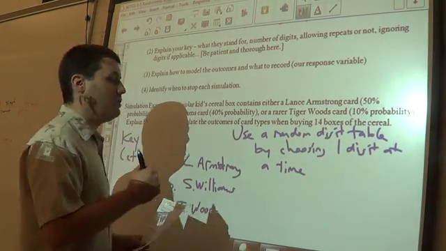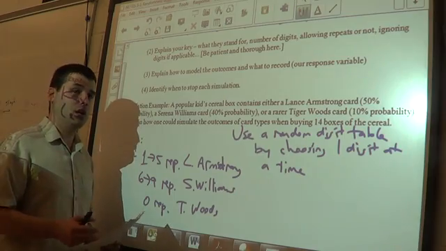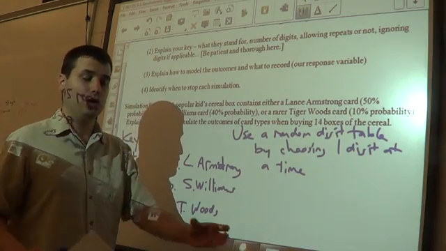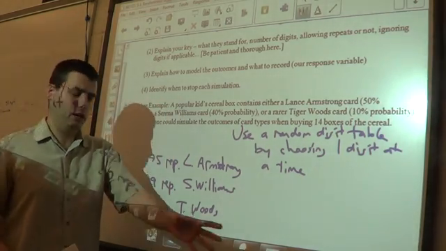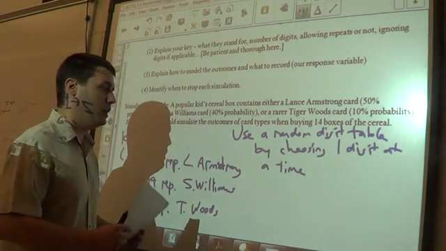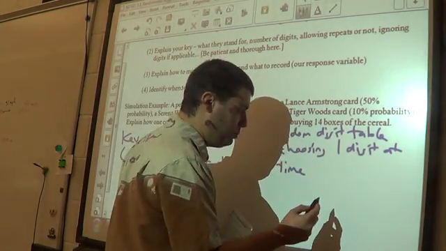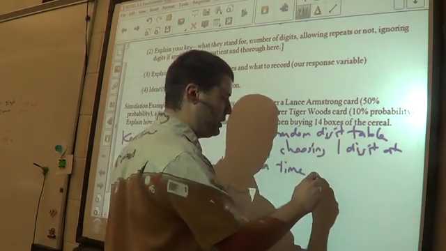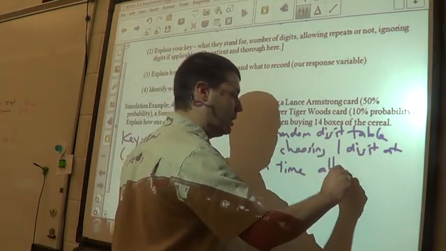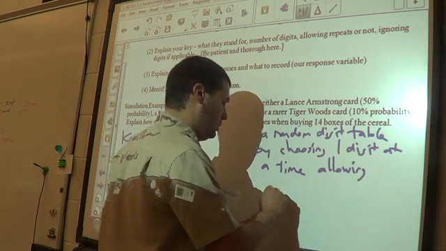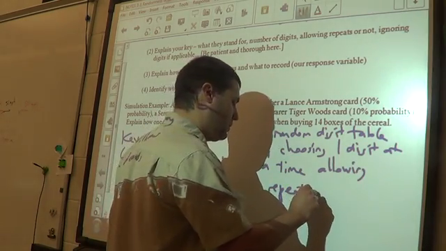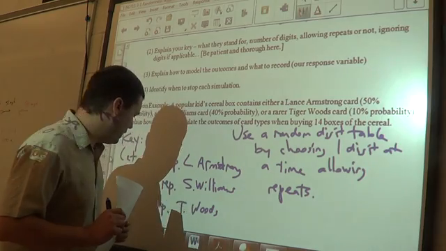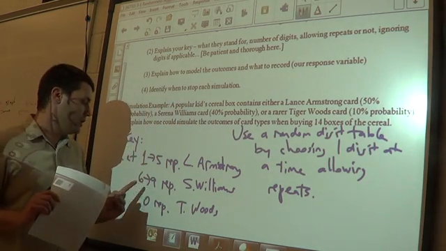I think about this. Am I going to allow repeats? Yes, if I get Tiger Woods on the first box, the likelihood of the next box is basically the same thing. So I will say allow repeats. You definitely would mention that. We don't have to mention repeats otherwise, but just to be clear, I'll say allowing repeats.